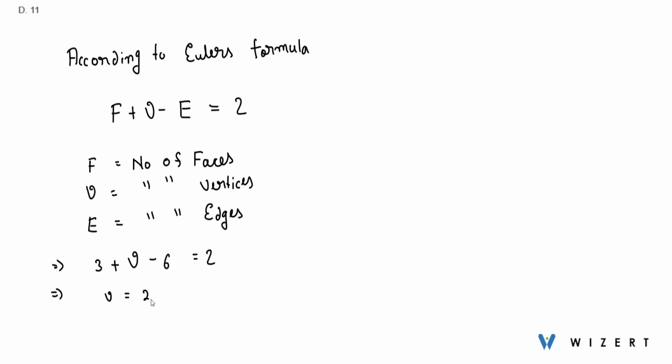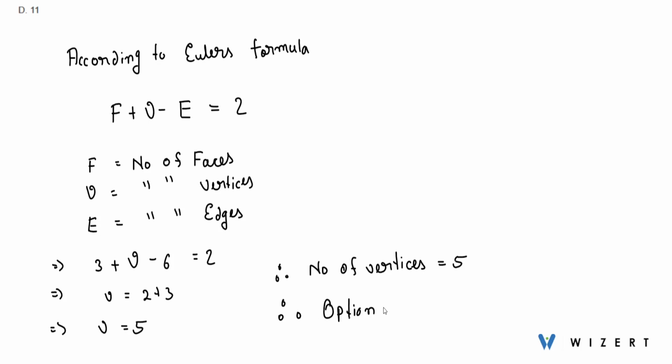So v will be equal to 2 plus 3. So number of vertices will be equal to 5. Therefore, number of vertices equals 5. Upon checking the options, we see that option C will be the required final answer.